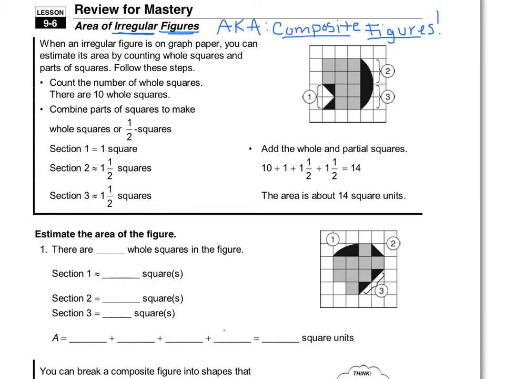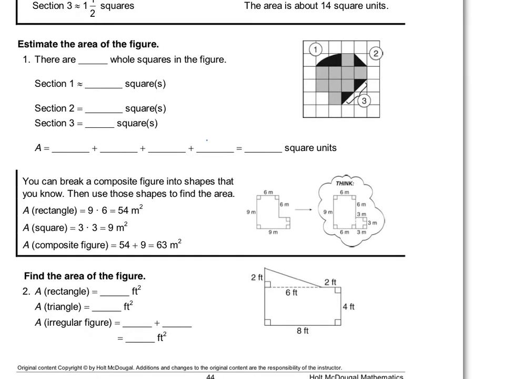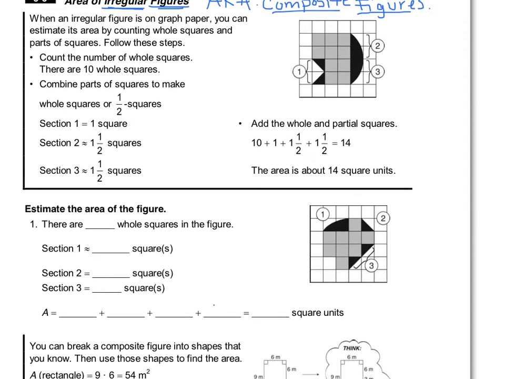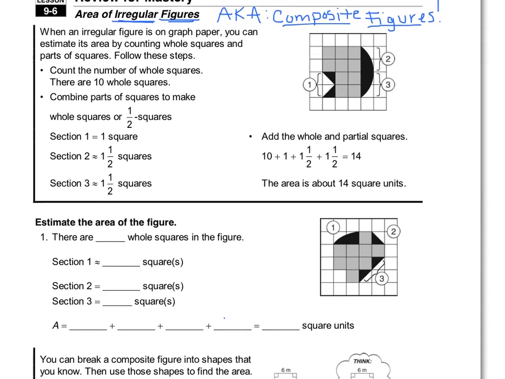So up top here you can see that we're going to be looking at a composite figure or an irregular shape that's inside graph paper, and then on the bottom you're going to see that we're going to be looking at when we have two shapes composed together. So we'll learn how to look at both of those. When it's on graph paper or grid paper, you can see how they estimate. They estimate its area by counting the whole squares and the parts of squares.